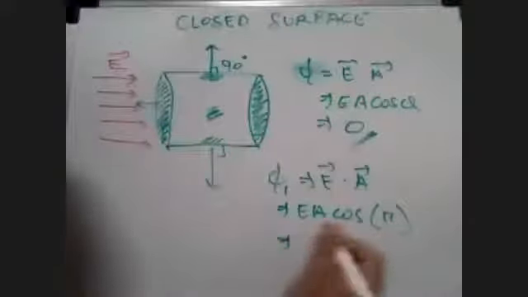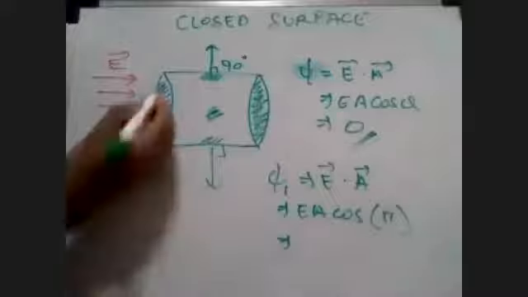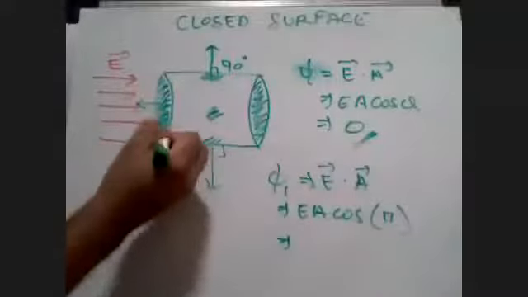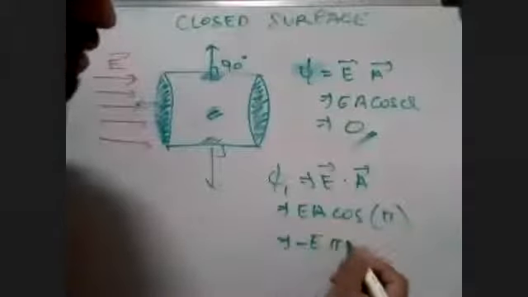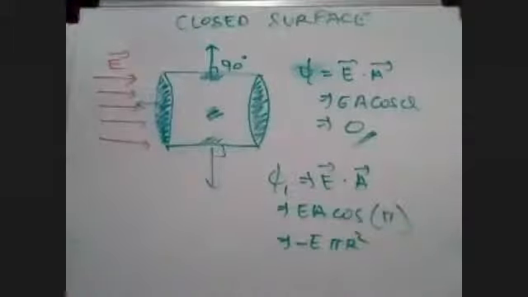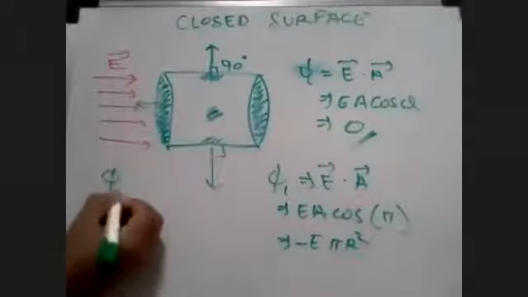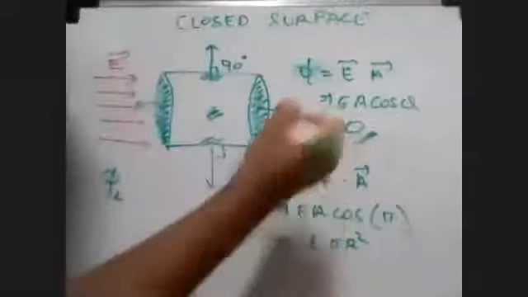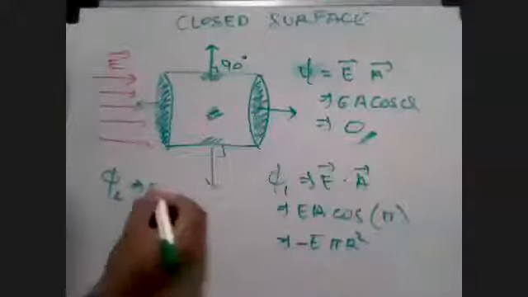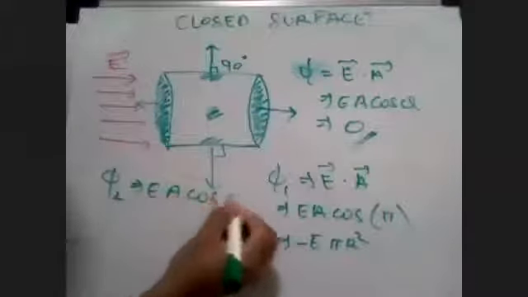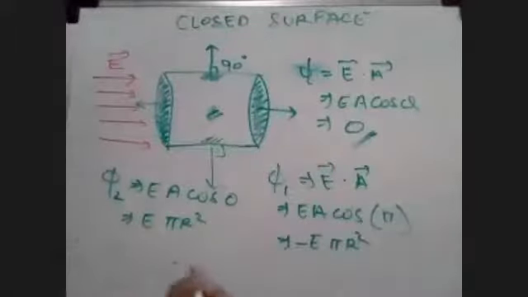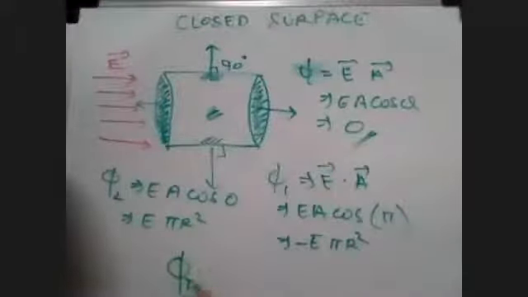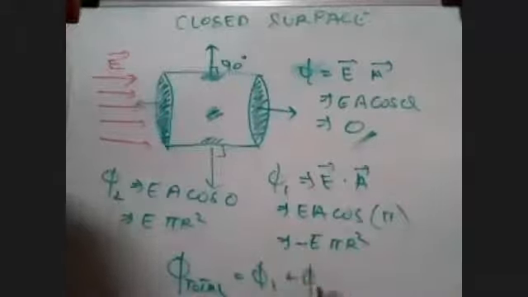What is A? Pi r square. So it's going to be minus E into pi r square. Tell me what is phi 2 now. Where is the area vector? This side. So cos 0, it's going to be E pi r square. What is the total amount of flux? Phi total is phi 1 plus phi 2, which is 0.